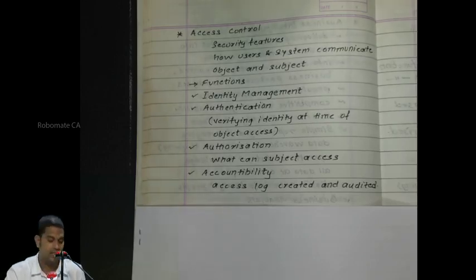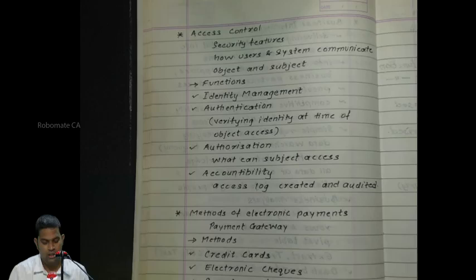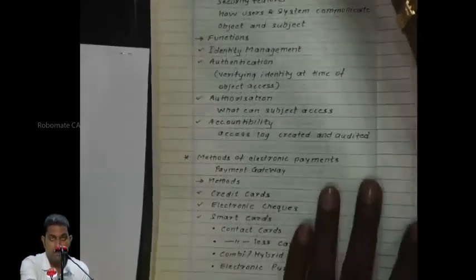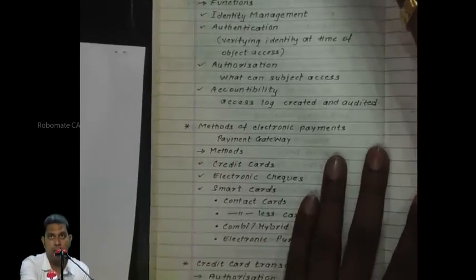What the subject can access. And the last control or the last function is the accountability. Accountability means you are allowed to access, but a log, a report will be created of what things you had accessed, and an audit will be done of what the things you had accessed. That is called access control. After this access control, we move to the next one, that is called methods of electronic payment system.